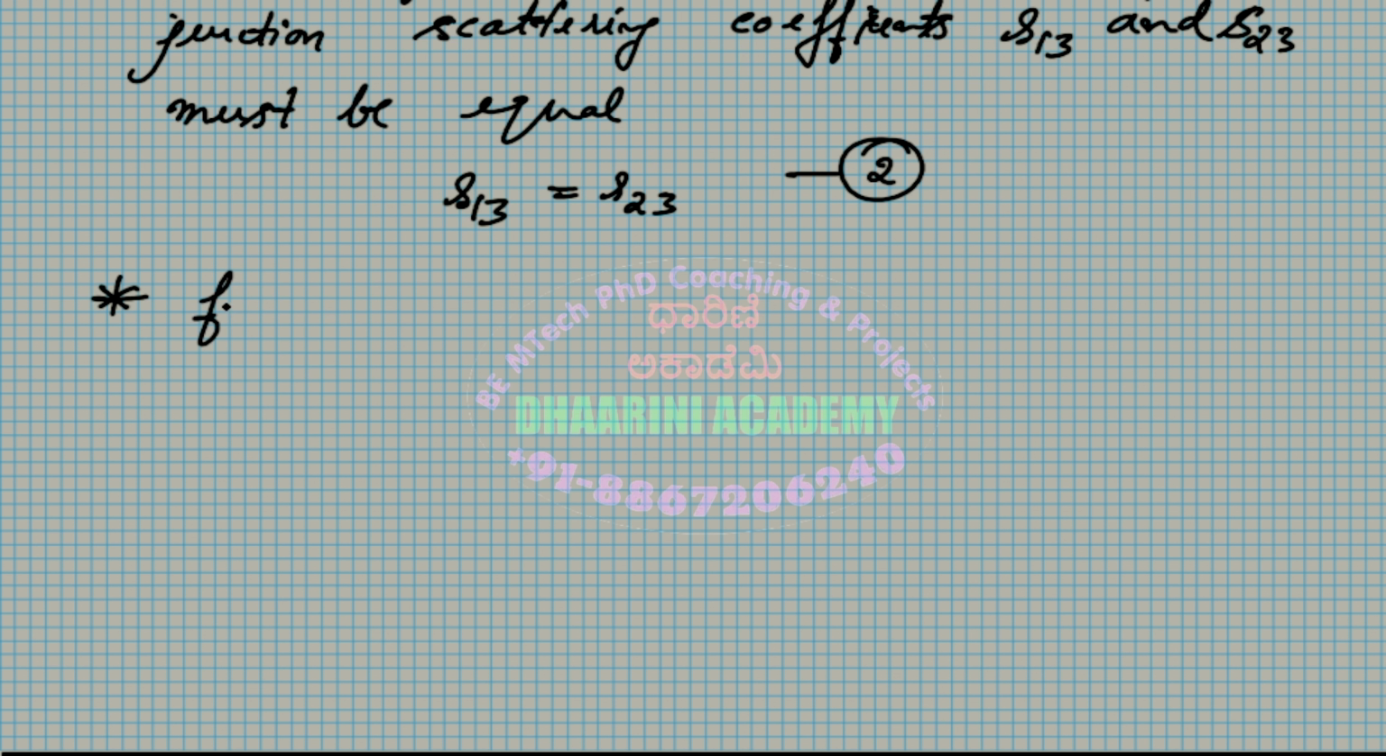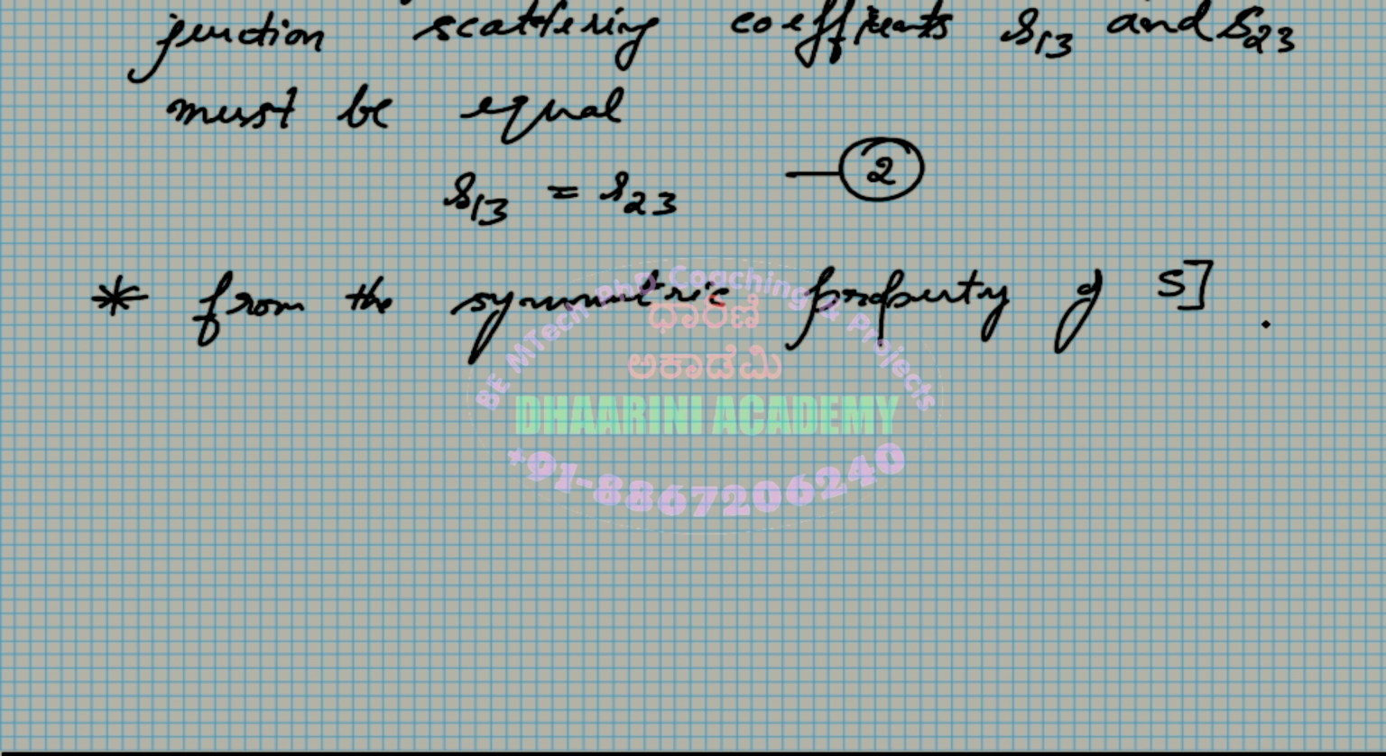What do you mean by the symmetric property of the S matrix? Try to recall. It says that if you give input from one port and take the output from the other port, you can swap that, and the S parameter is not going to change. So Sij is equal to Sji. We'll apply that.